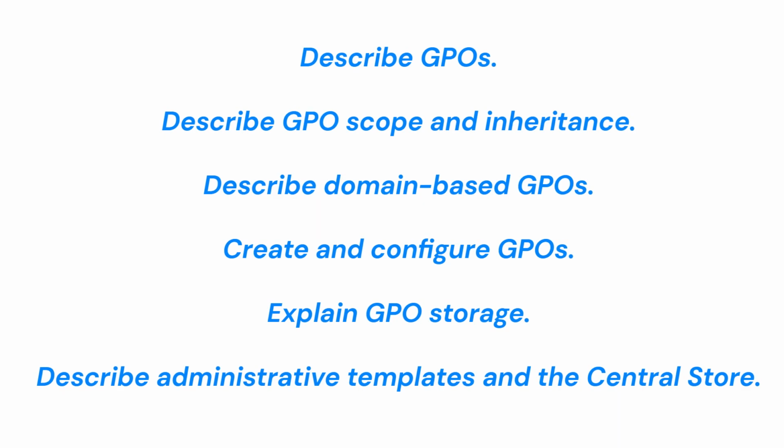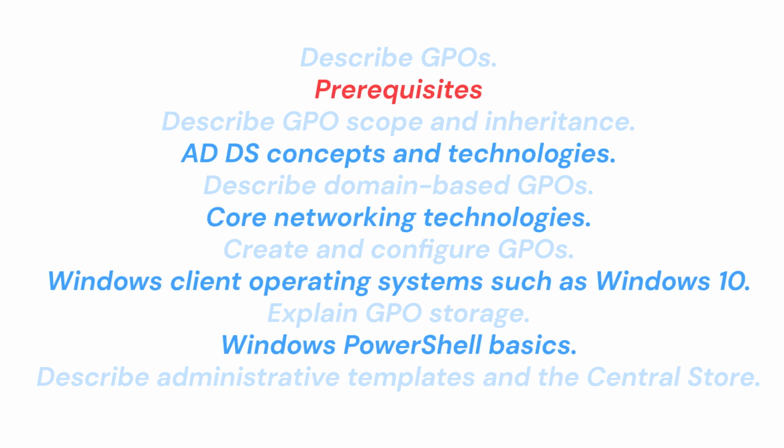Learn to implement group policy objects, GPOs, in Active Directory Domain Services, ADDS, in Windows Server 2019. Learning objectives. After completing this module, you'll be able to describe GPOs, describe GPO scope and inheritance, describe domain-based GPOs, create and configure GPOs, explain GPO storage, describe administrative templates and the central store.